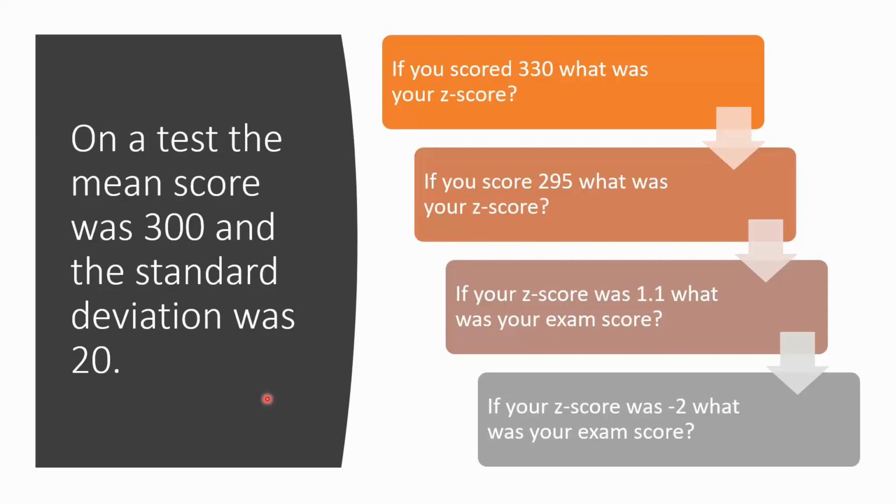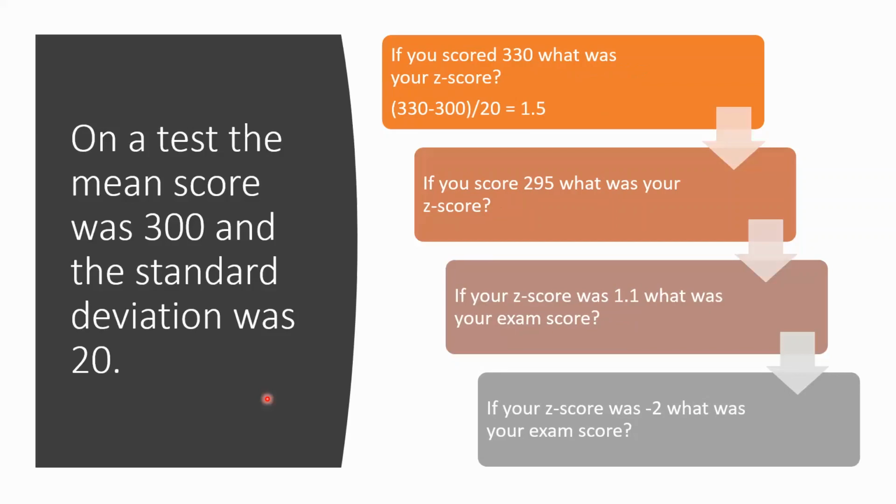Pause the video. And the thing to remember here is that the z-score tells you how far above or below the mean you are measured in standard deviations. How many standard deviations above or below the mean are you? So the formula for the z-score is you take your particular x, subtract the mean, divide by the standard deviation, and we see the calculation here. 330 minus 300 over 20 equals 1.5. So a score of 330 is 1.5 standard deviations above the mean. So if that makes sense to you, the next ones will all be easy.